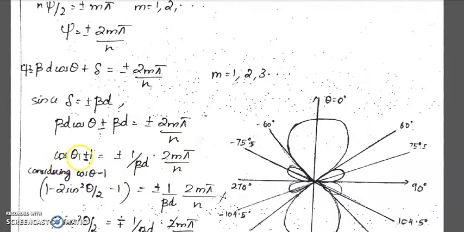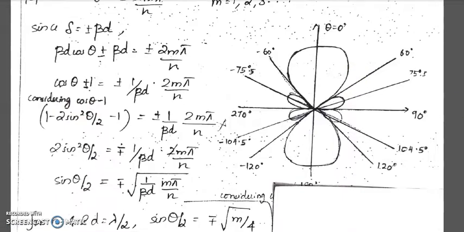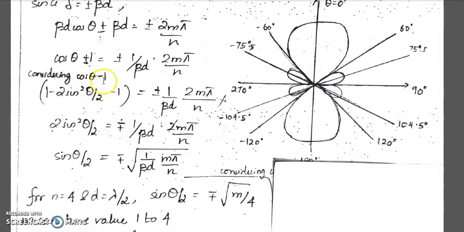First we consider cos theta minus 1. What is cos theta minus 1? You can say that cos theta minus 1 is 2 sin square theta by 2. So you can skip this equation and move on to this one. 2 sin square theta by 2 is equal to plus or minus 1 by beta d into 2m pi by n. From that you will get sin theta by 2 is equal to plus or minus square root of 1 by beta d into m pi by n.